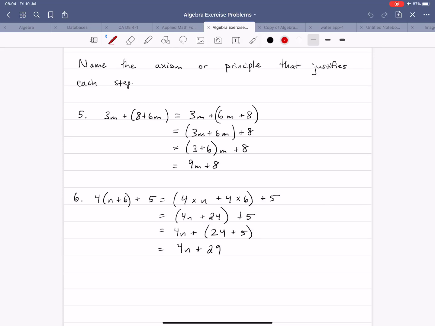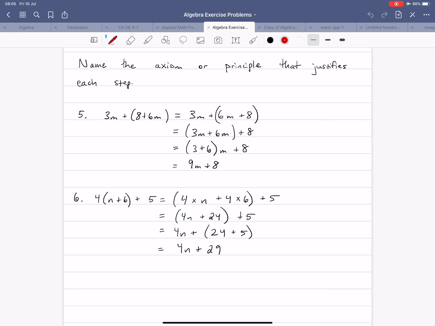Today we're going to go through some examples for the distributive property. And again, I'm going to do the same thing that I did before, where I'm just solving some example problems that are embedded in your homework. Okay, so the first problem, the instructions are to name the axiom or principle that justifies each step.